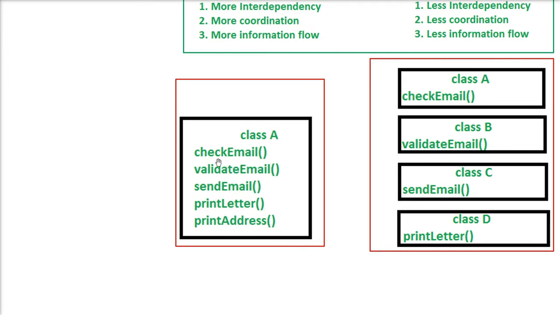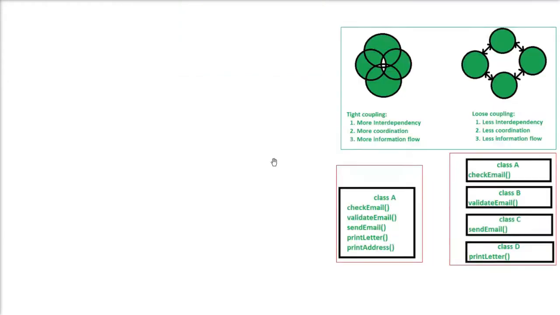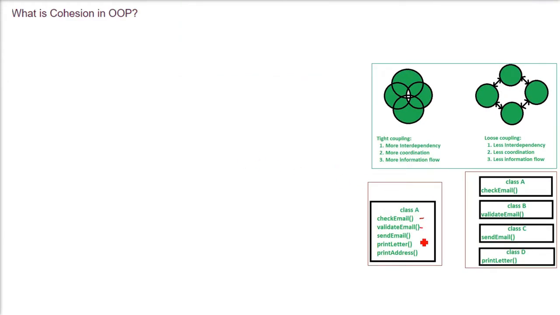So now these functions are closely related. They are like-minded. They are doing only the work for email. That is, this particular class has high cohesion, very good cohesion. And that is what we want. We want a module or a class to have high cohesion. Everything should think and work together for a single goal, like single-mindedness.